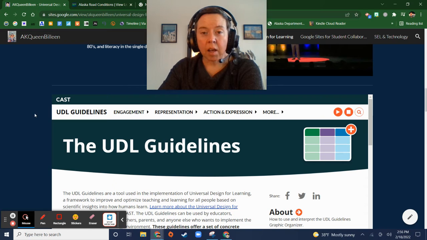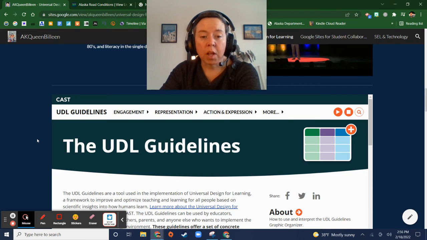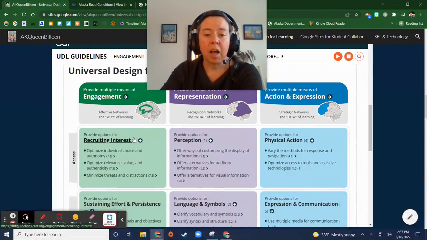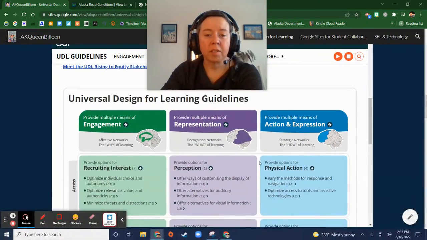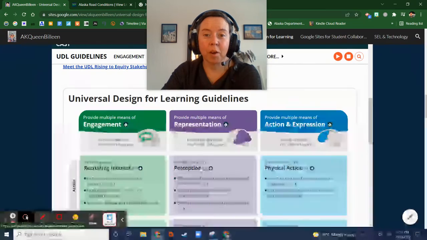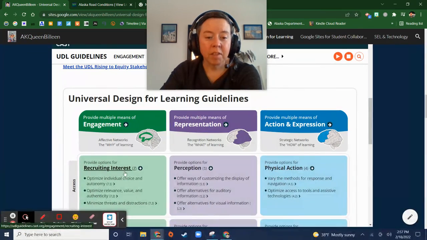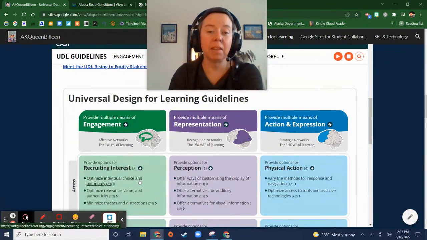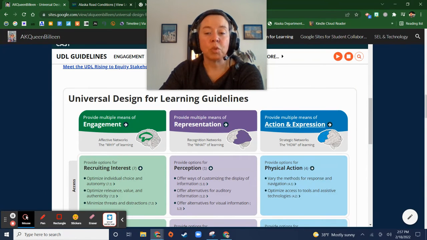So the CAST organization started off as technology in learning in order to promote these universal design concepts in public school classrooms. They have this amazing interactive infographic on their webpage, that all of these different things you can just click into, and they are loaded with different strategies that you can just immediately implement. And all of their stuff is research based.